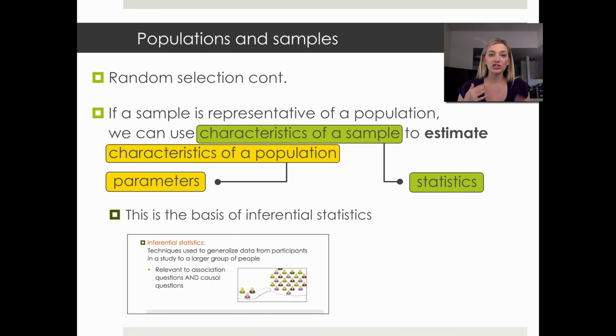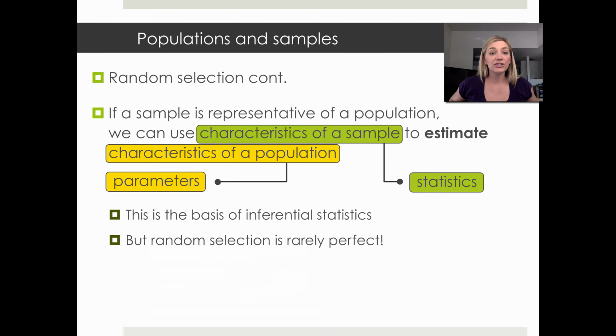So let's revisit this definition now that you've got a little more background information. Inferential statistics are mathematical techniques that we use to generalize data from participants in our study to the larger group of people, to the population from which they were drawn. And again, as a reminder, for questions that are association or causal, we have to go one step further beyond descriptive statistics, beyond describing our sample, to inferential statistics, where we get a number that indicates how accurately our sample represents the population.